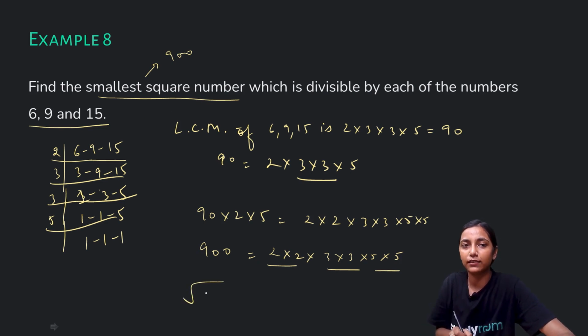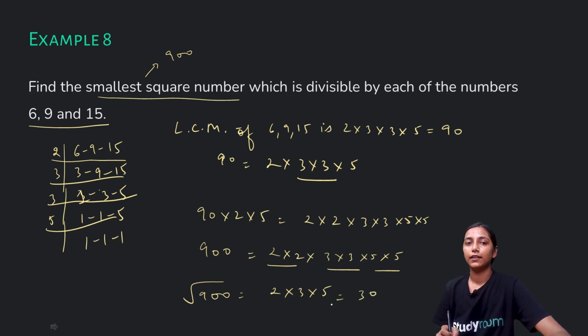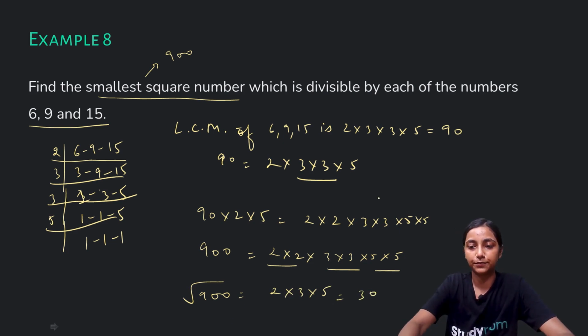I'm doing an extra step that is not needed here, but the square root of 900 can be written with each pair counted only once. That is 30. The square root of 900 is 30. So this is the answer.